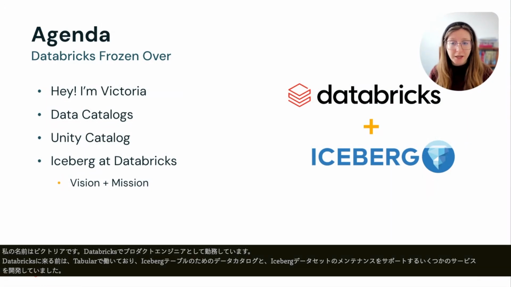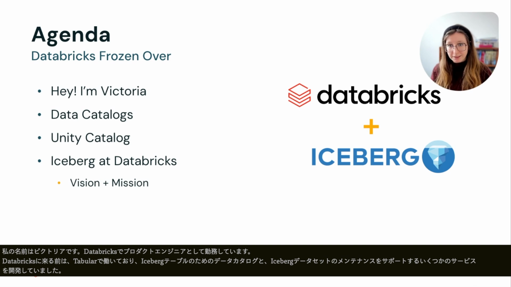So, I'm Victoria. I work in the product organization here at Databricks. And before Databricks, I was actually at Tabular, where we built a data catalog for Iceberg tables as well as a bunch of services to help maintain and have high quality Iceberg data sets.